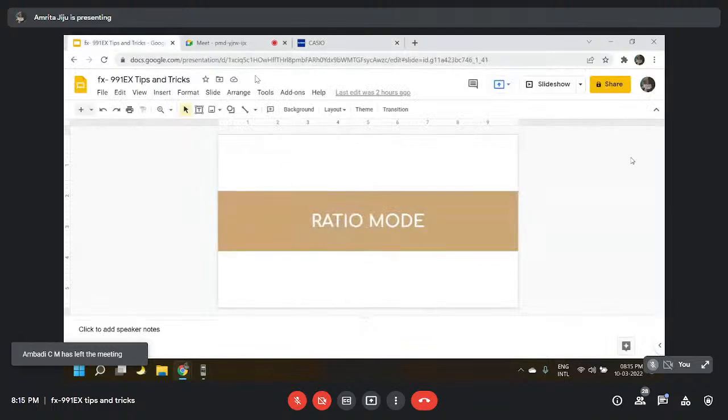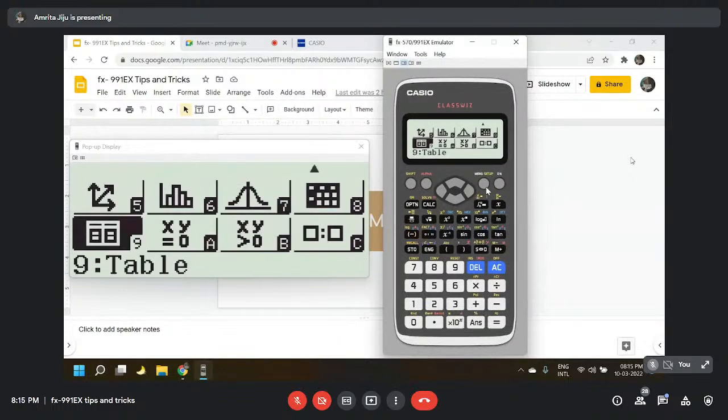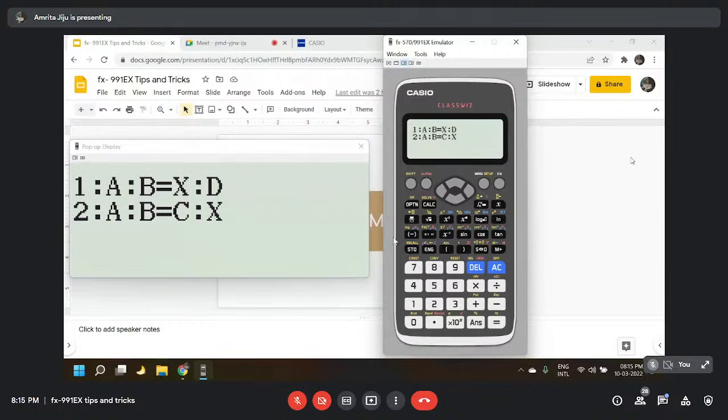Now coming to the ratio mode. You just go to the ratio mode, just go to C. You can find that you have two sets of options here. One is you give A is to B equal to X is to D. That D value you should also give, X is a variable here. And in the second type, you have to give the ratio first, and C is to X. You have to find the denominator portion, which is the variable. So I'll give you an example.